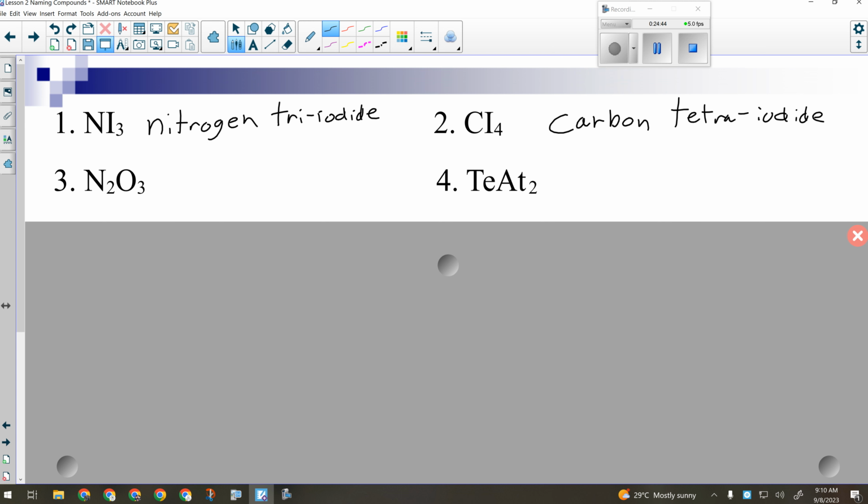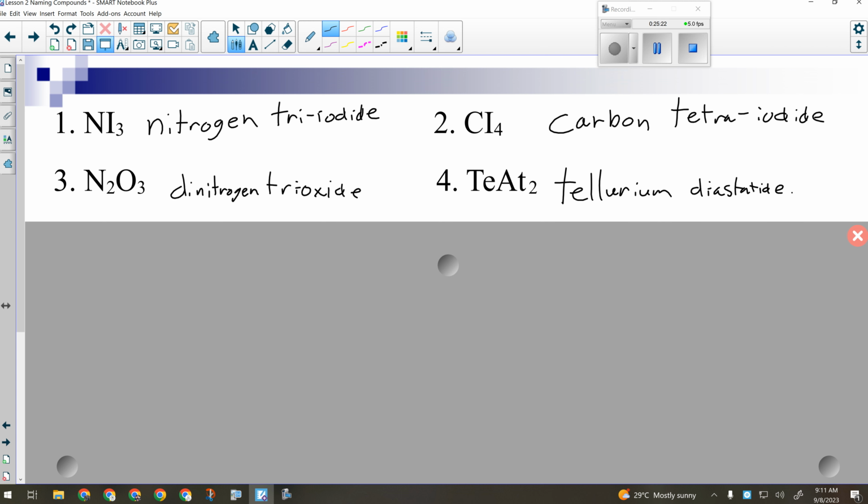Okay, number 3. So I've got 2 nitrogens. Do I need a prefix this time? Yes, I do. Anything other than 1. So dinitrogen, and then number 4, no prefix on tellurium. Okay, and then diacetyl. I keep forgetting the hyphen in, so I put it in after. So, diacetyl. Okay, is that ringing a bell from last year?